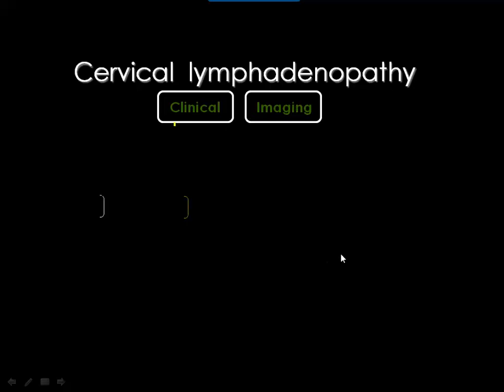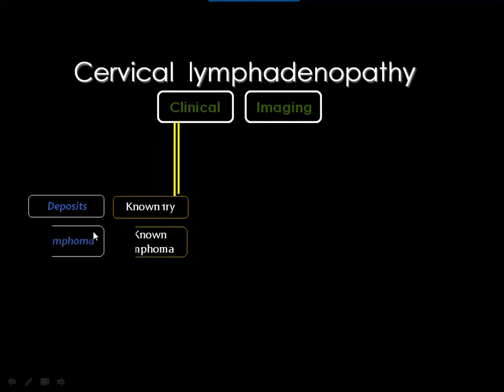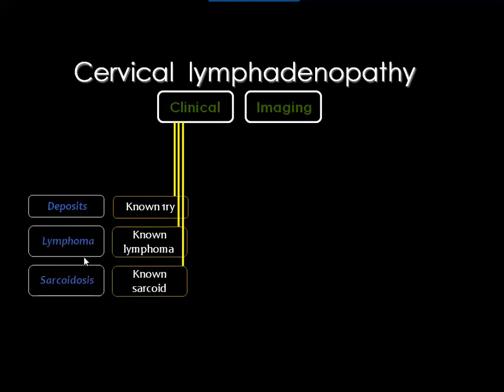Then our policy for assessment of cervical lymph nodes is to look at the clinical findings and to look at the imaging. In the clinical findings, if there is a known primary malignancy, then you should consider metastasis. If the patient is known to have lymphoma, then you consider lymphoma. If the patient is known to have sarcoid, then you consider sarcoidosis. But in the imaging, if you look at the scans and you see a primary, like nasopharyngeal cancer or laryngeal cancer, then you consider the nodes as deposits.